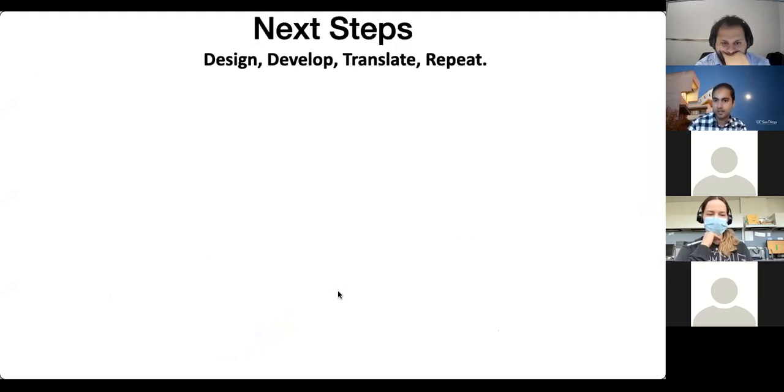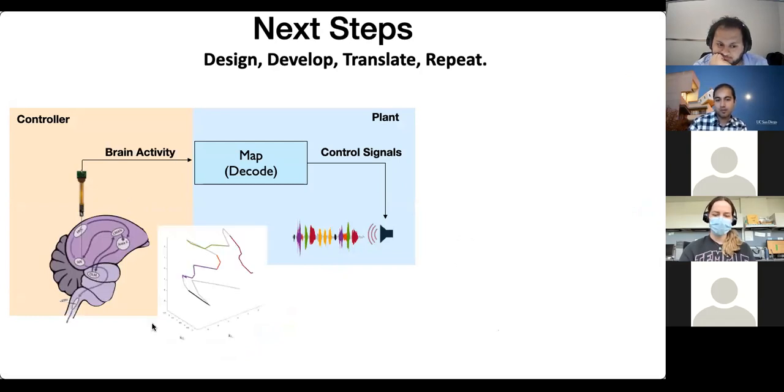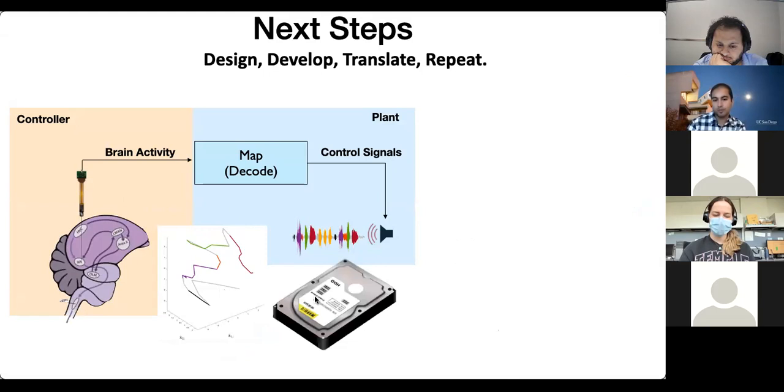Well, we're going to design, develop, translate, and repeat. That's what we like to do. So we're building out this feedback control system with the songbird. Along the way, we're studying the geometry of the neural state space. We're building a big repository of data for the research community. We want folks to share in on the terabytes of data we're generating from this project.